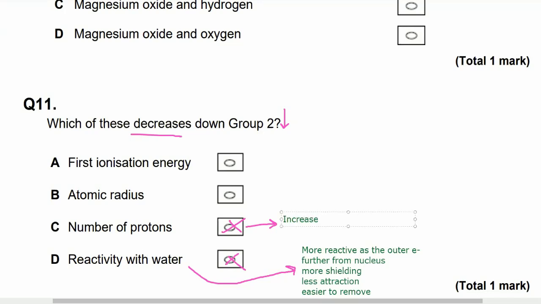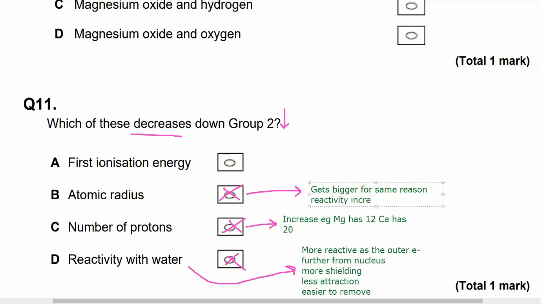The number of protons obviously increases as we go down the group. These atoms are getting bigger, more protons in the nucleus, so think calcium has 20 protons, magnesium 12. The atomic radius, well, that's getting larger as we go down the group, right? Because we're adding electron shells, as we go down, we add one shell. So really, all of these point to the first ionization energy is what decreases. It's easier to remove the electron, so we need less energy. Okay, let's move on to the last question.